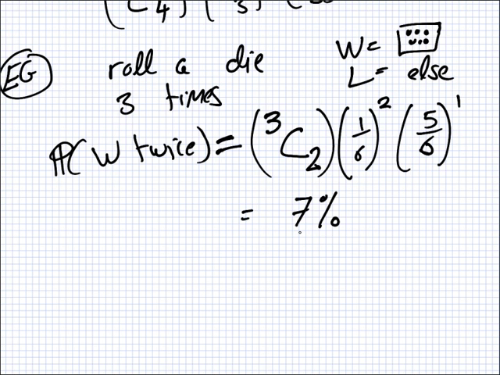I saw some people had a little trouble with this one. The 2 is because you have 2 wins, and the 1 because you have 1 loss. This is the probability that you win. You've got a 1 in 6 chance of getting a 6, and losing 5 in 6. And the 3C2 is because you have 3 goes and you want to win twice.